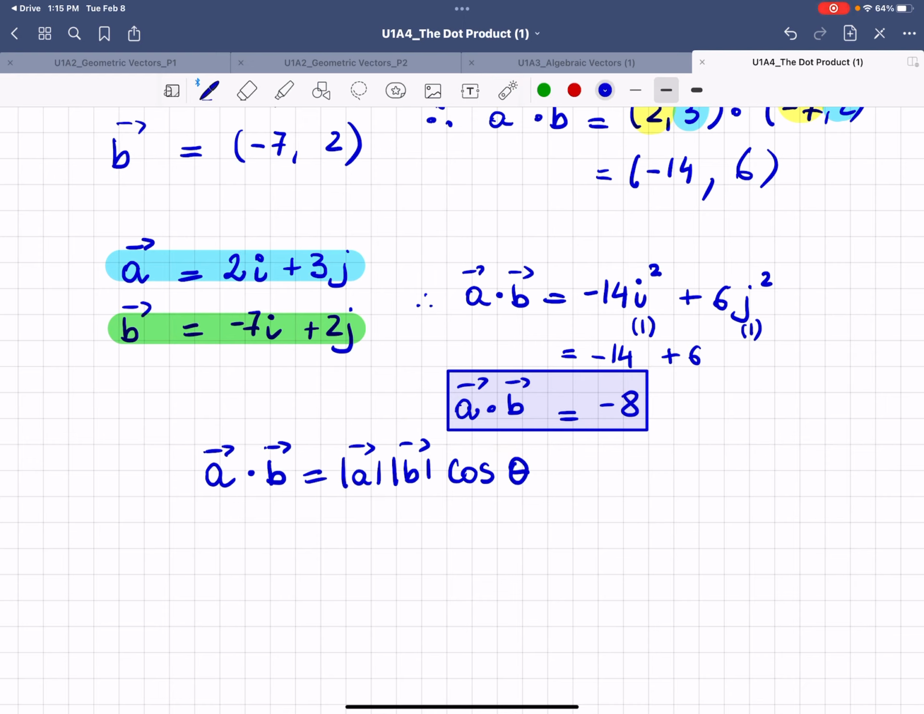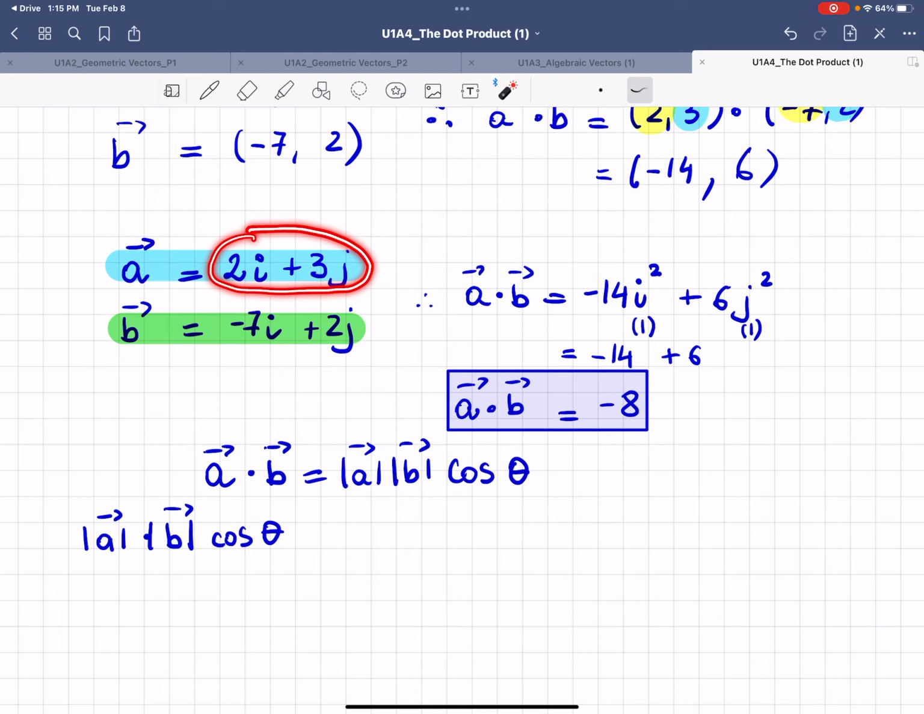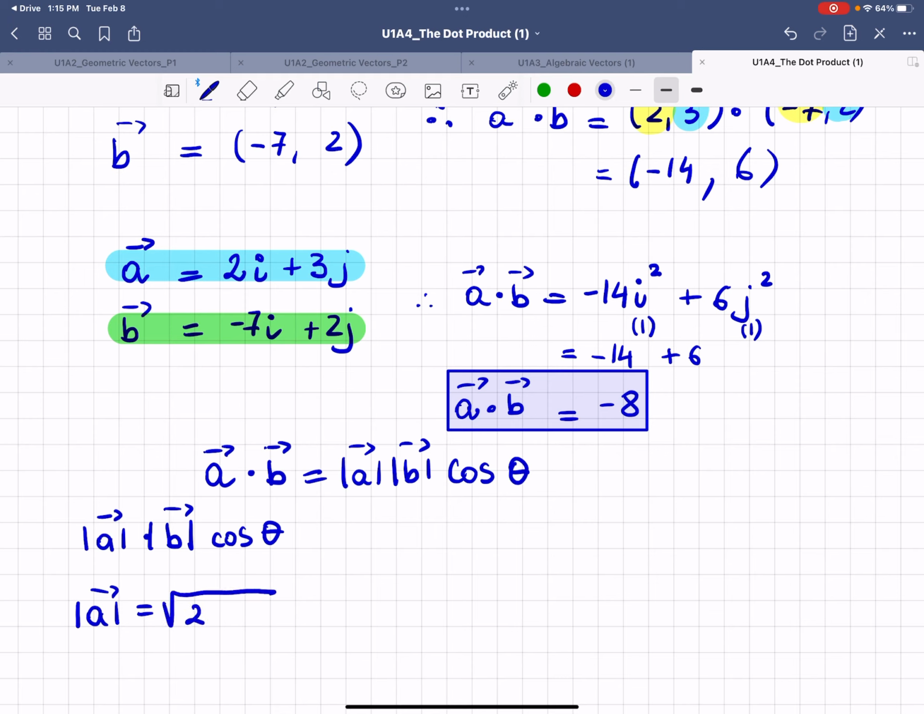So my mission now is to find the magnitude of A times the magnitude of B times the cosine of the angle between them. And I'm thinking, how do I find the magnitude of A? Well, I have the vector A. Can I find the magnitude? Yes, the magnitude of A equals the square root of 2 squared plus 3 squared, and that's the square root of 13.